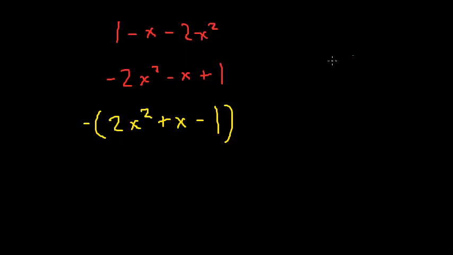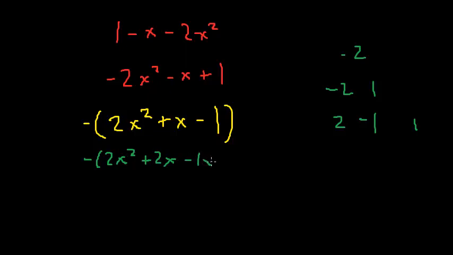So when we go to actually factor this, again we're looking for 2 times negative 1 gives us negative 2, and factors of negative 2 that add up to a positive 1. So you have negative 2 and 1, and 2 and negative 1. Our second pair here adds up to a positive 1, so we will split that middle term using 2 and negative 1. So we have negative 2x squared plus 2x minus 1x minus 1.